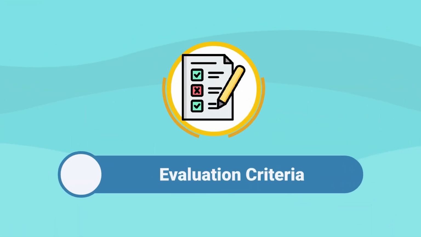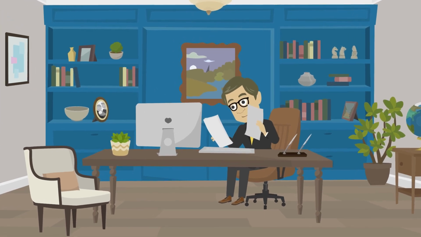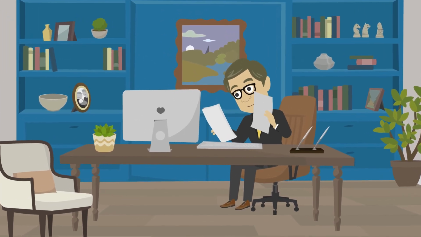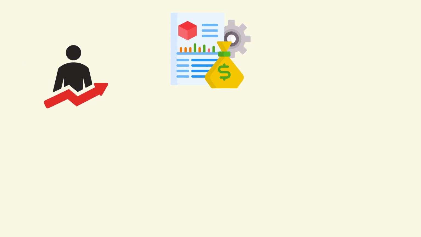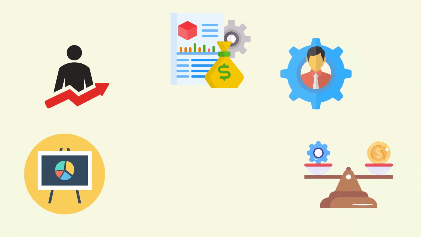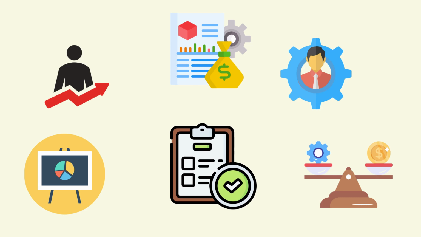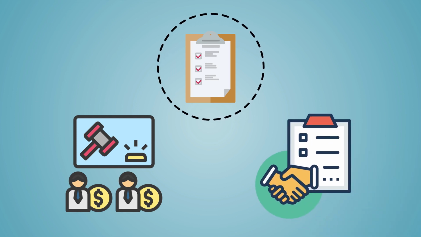Evaluation criteria. Before receiving the bids, the project owner establishes predetermined evaluation criteria. These criteria can vary depending on the project and may include factors such as price, experience, technical expertise, past performance, financial stability, and compliance with the tender requirements. Each criterion is assigned a specific weightage or importance to guide the evaluation process.